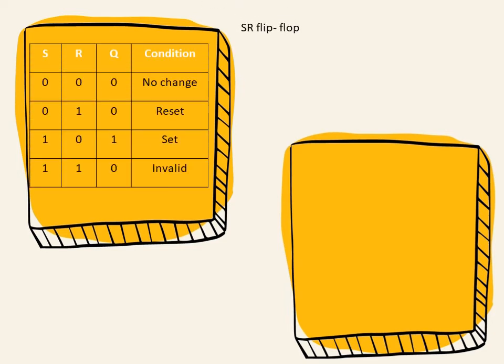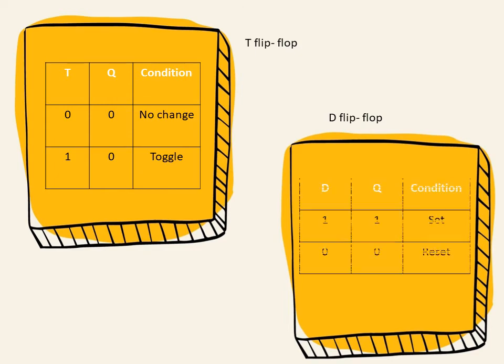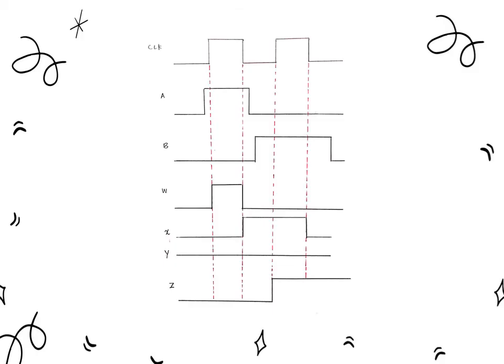Okay, so these are the truth tables for the SR flip-flop and the JK flip-flop. Then this is the T flip-flop truth table and the D flip-flop truth table. Okay, so this is the waveform that we get referring to the tables of the SR flip-flop, JK flip-flop, T flip-flop and D flip-flop.